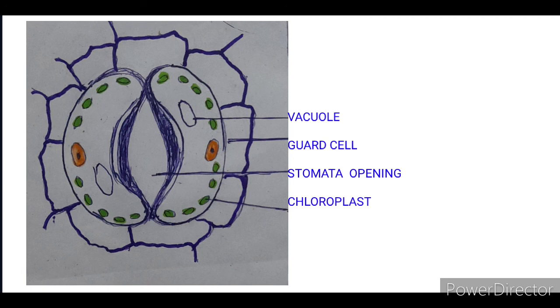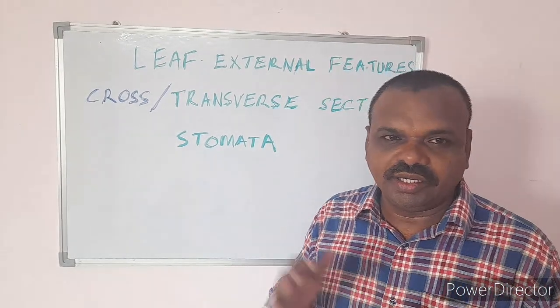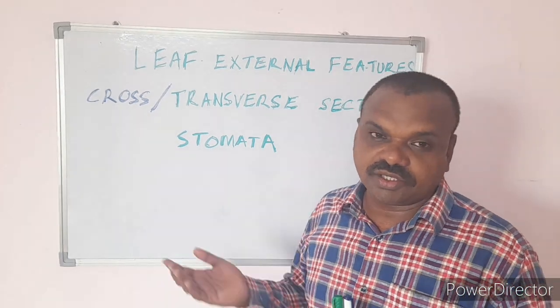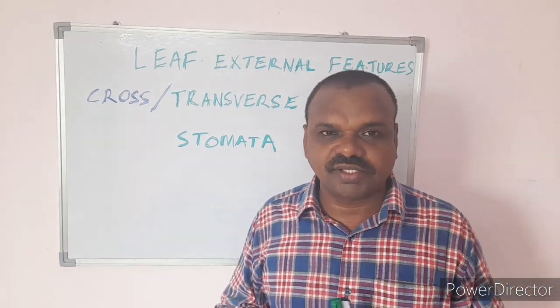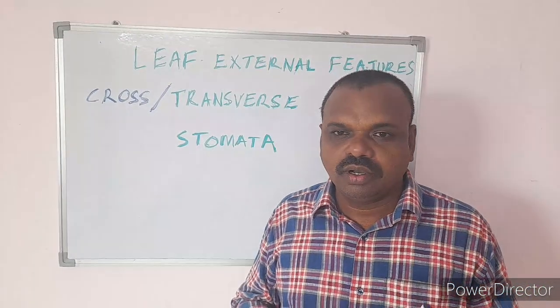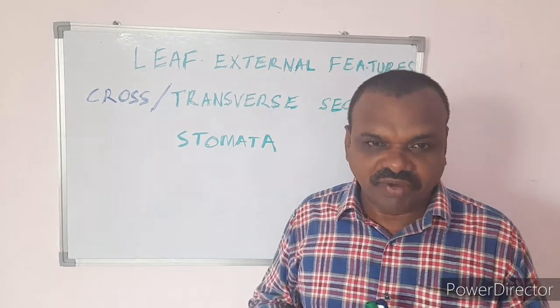Now let us find the structure of stomata. It has a pair of guard cells with a vacuole, a stomatal opening, and a chloroplast, as we find here. We have seen all the details of the leaf: external features, internal structure, cross section or transverse section, and basic information about stomata. Now let us question ourselves and make some questions and answers on this video.